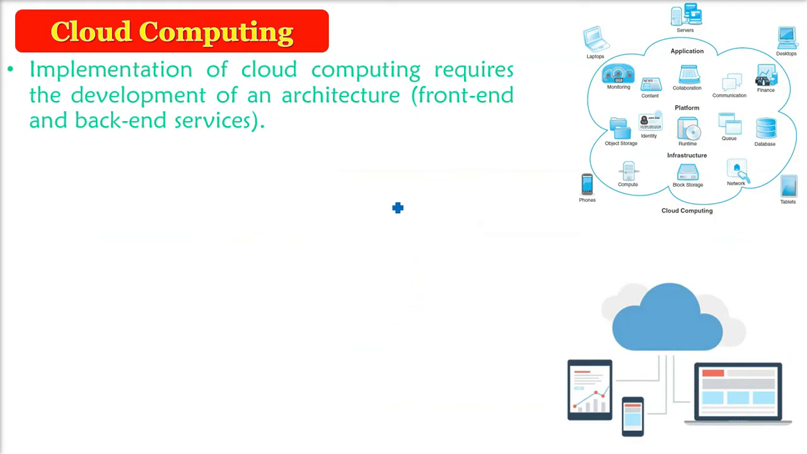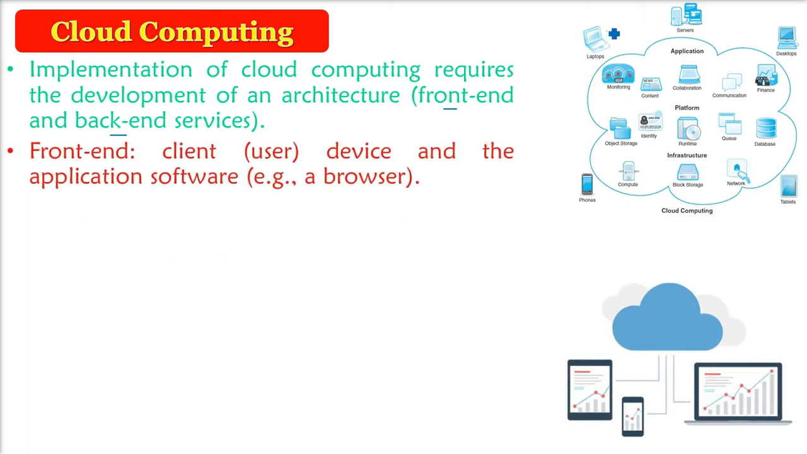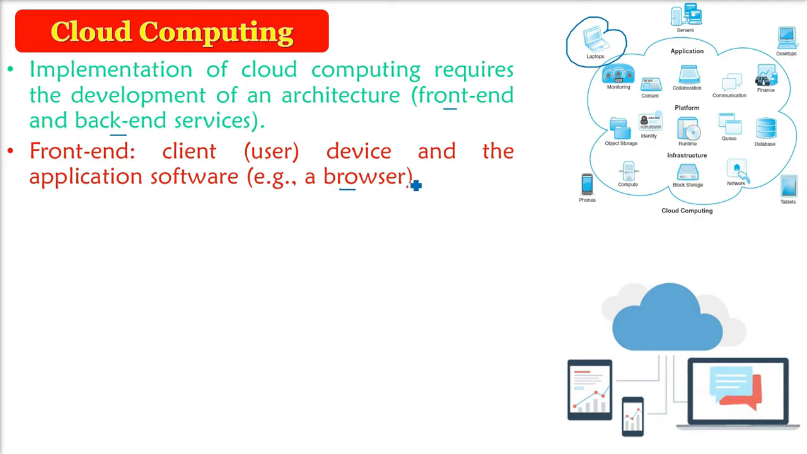So if you want to develop a cloud computing system, what do you have to do? In order to implement cloud computing, there are two things which are required, front-end services and back-end services. These need to be developed. So you are developing an architecture for front-end and back-end. So the question comes, what will be the front-end? The client, of course, the user device and the application software, because of the browser or the software which the company has given, say Azure has given you or say the IBM company has given you. So the browser and the analogous software can be used.